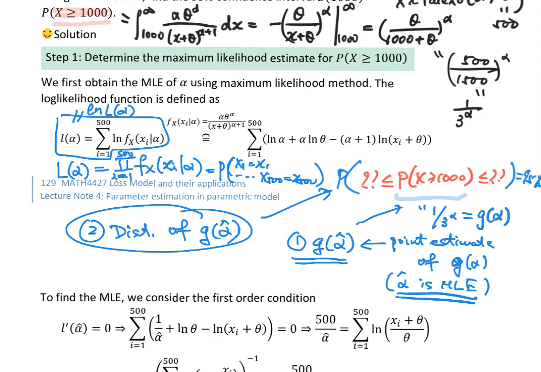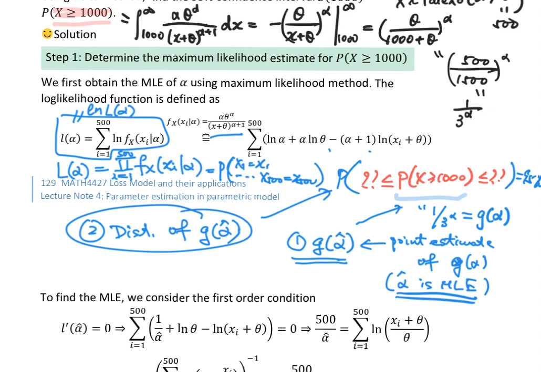Which is the log likelihood. After you take the log, that will become the summation. And then to move on, you can substitute the PDF of the Pareto distribution. When you take the log, you can break this down into 3 terms. So this is what we have.